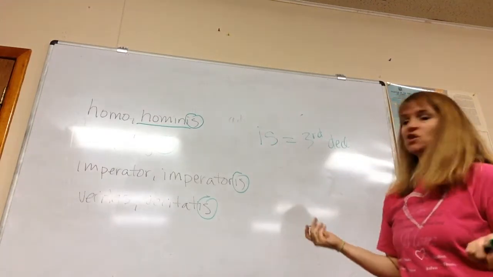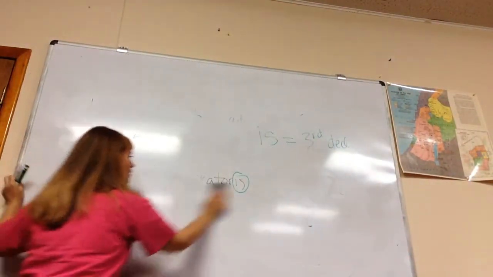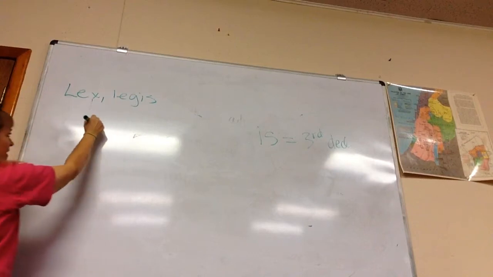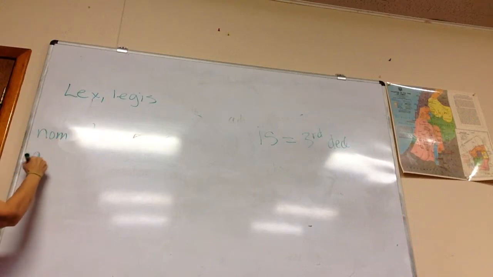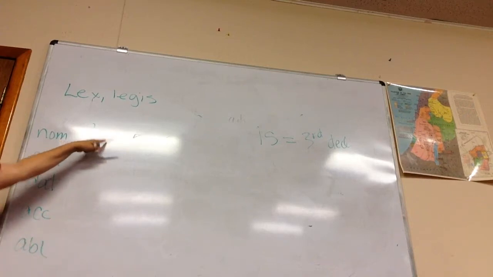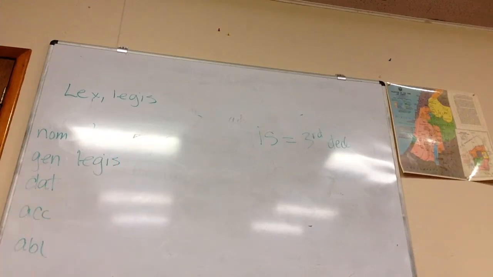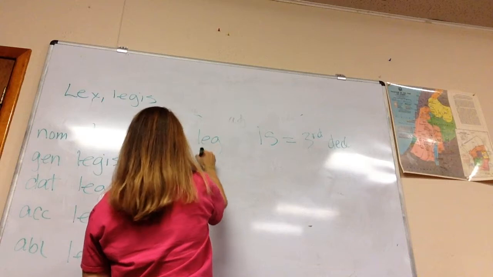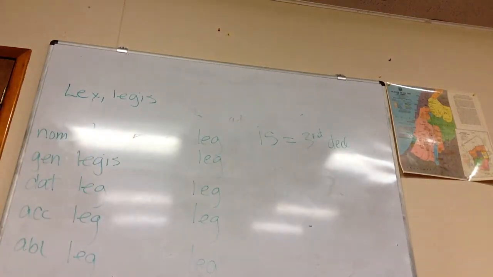So let's just use lex because there are fewer letters to use. Here's my entry: lex, legis. Let's write our cases down. What are our cases again? Nominative, genitive, dative, ablative. So lex, and I can write down the second one because they give me that one. Now what's my stem? Leg. That's a good one. So we can all say that: leg. I have to write that eight more times. Leg, leg, leg. Does that make sense?